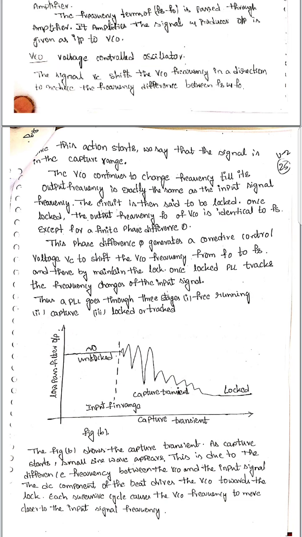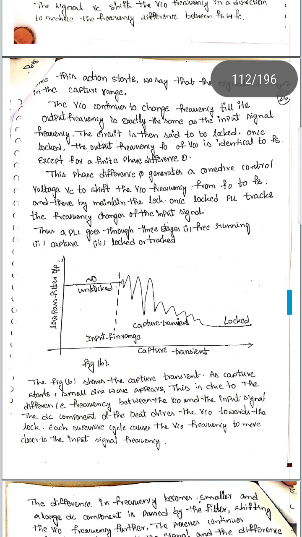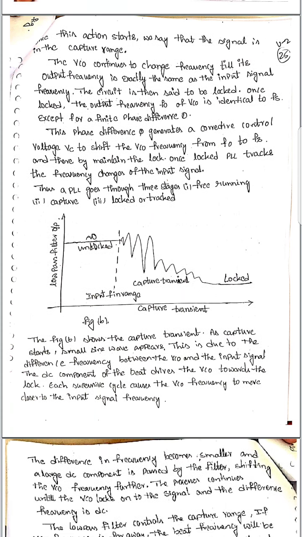The voltage controlled oscillator. The signal Vc shifts the VCO frequency in a direction that reduces the frequency difference between Fs and F0. When this action starts, we say that the signal is in the capture range. The VCO continues to change frequency till its output frequency is exactly the same as the input signal frequency. The circuit is then said to be locked. Once it is locked, the output frequency F0 of the VCO is identical to Fs except for a finite phase difference.